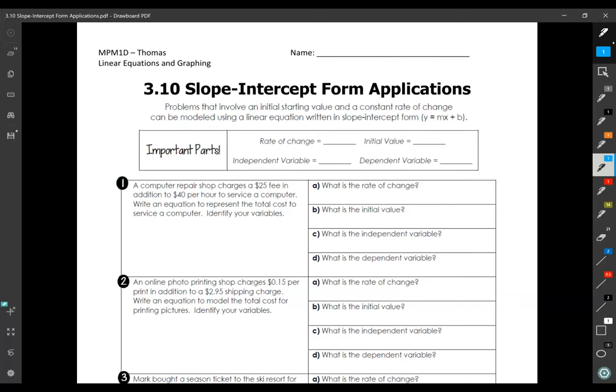Hi everyone. This week's lesson is all about applying the slope-intercept form to the real world. So we're going to be looking at applications of the slope-intercept form. Before we jump into the lesson, I wanted to spend a couple minutes reviewing slope-intercept form.